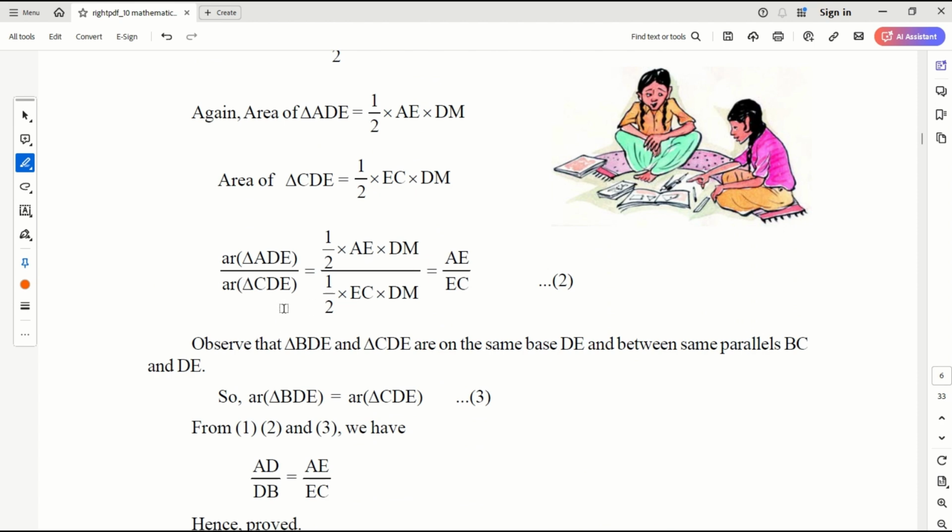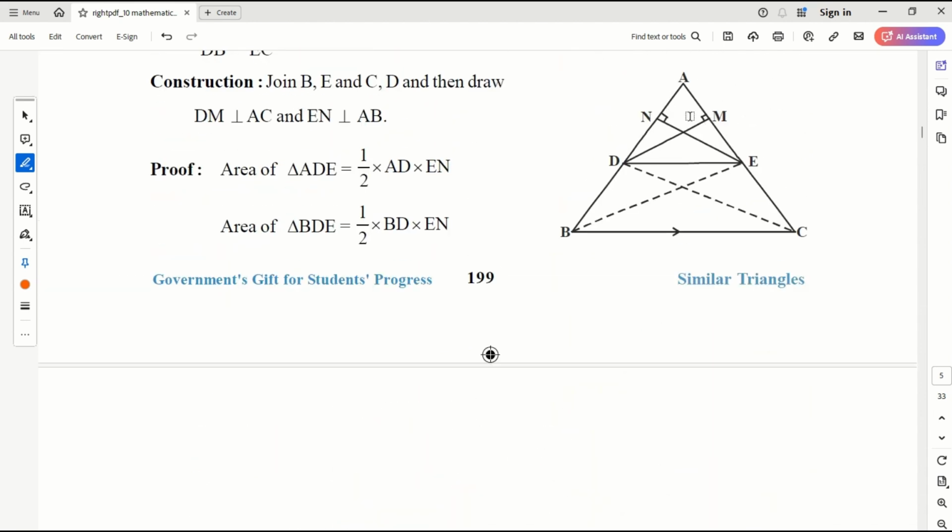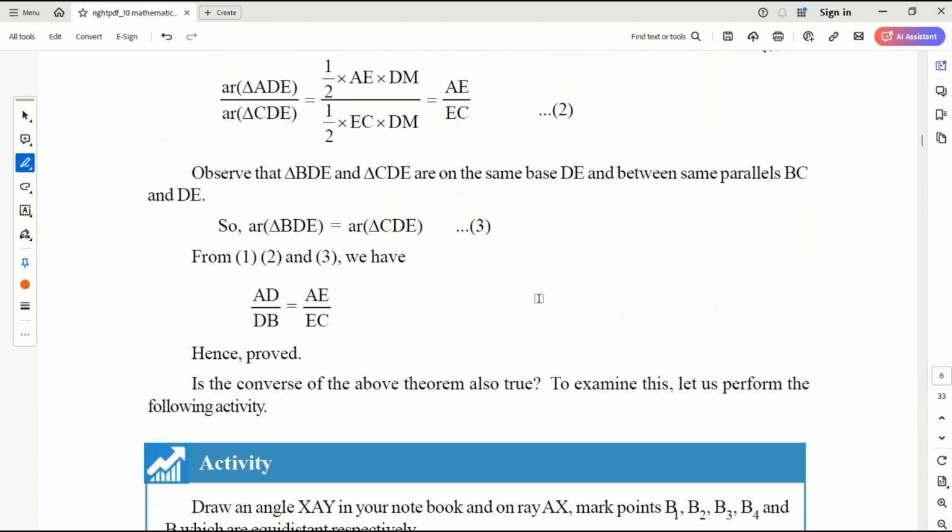So from 1 and 2 I can say that AD by DB equal to AE by EC, because these two areas are equal. So AD by DB equal to AE by EC. This is how we can easily prove the basic proportionality theorem.